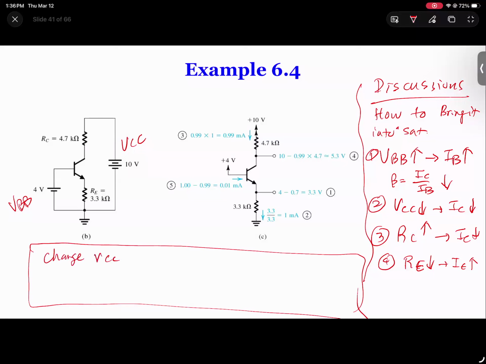Maybe I change VCC. 5 might not make it in saturation, so I'm going to make it really small. I'm going to make it 4 volts. I think this will probably make it in saturation. Let's try. I didn't do this yet, so we can do it together.